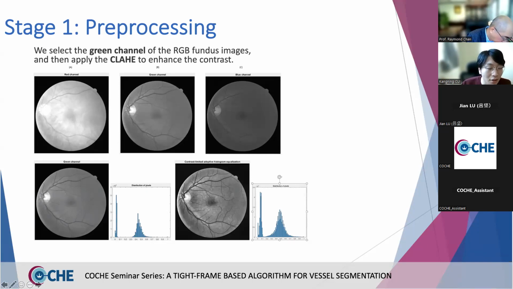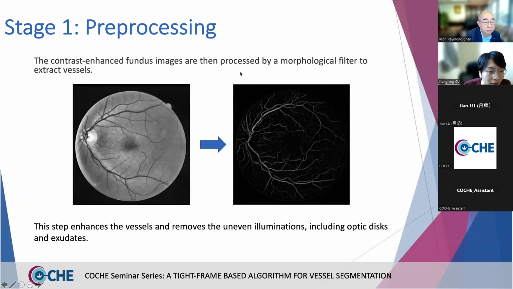So after the first part of the pre-processing, we then apply a morphological filter to the contrast enhanced image. This step enhances the vessels and also removes the uneven illumination in the image, including the optic disc and also the exudates.